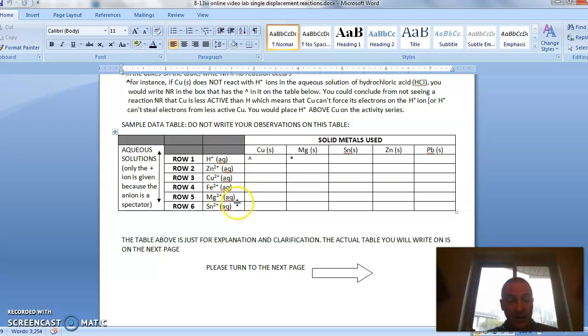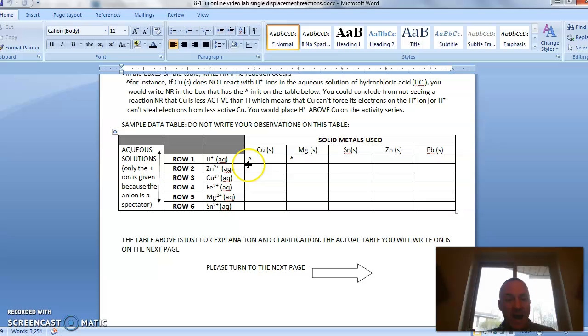So there's no need to list the negative ion, because the negative ion, as you remember, is the spectator. It doesn't do anything. So what they're going to do then is, in the very first reaction, they're going to drop these pieces of metal into containers, and then they're going to put hydrochloric acid, I believe, on those metals, and they're going to watch to see if a reaction happens.